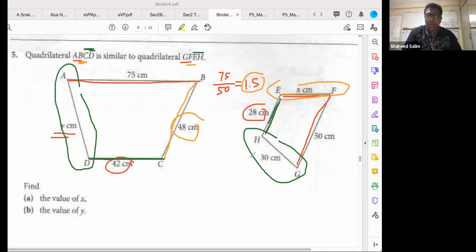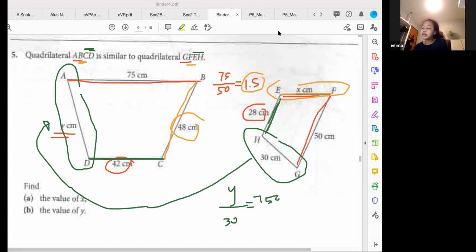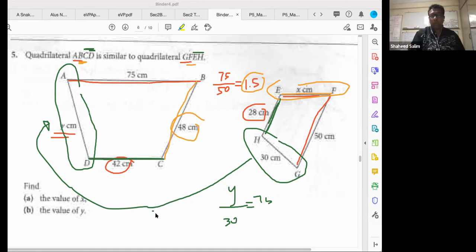21.333. But remember, you are now going from small to big, you know. How come your answer is smaller? Y becomes smaller. So let us see, do you put y over 30 is equals to 75 over 50 or something like that? Put 32 over y equals 1.5. 32 over y.